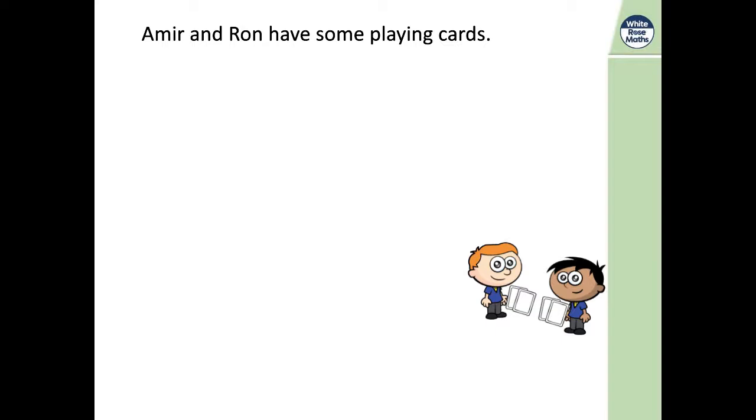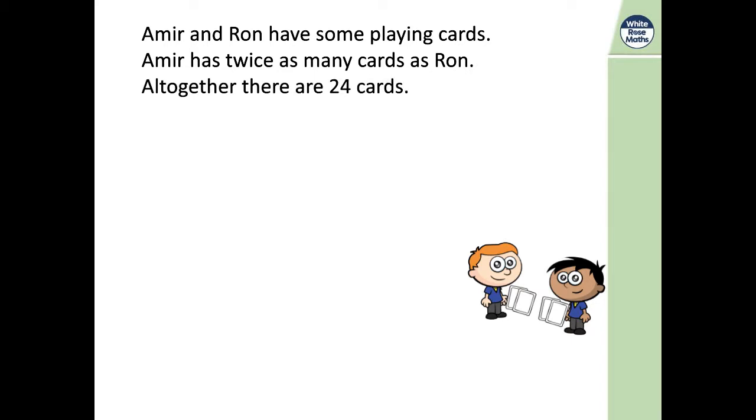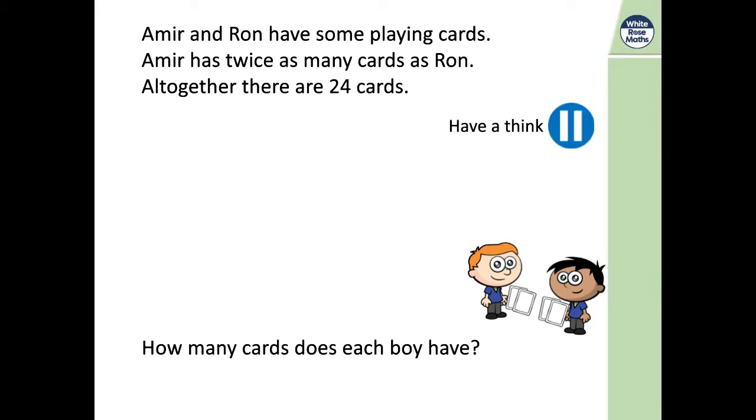Right, so we've got Amar and Ron, and they have some playing cards. Amar has twice as many cards as Ron, so times 2. Altogether, there are 24 cards. How many cards does each boy have? Have a pause, have a think. How many do they have? Use the clues you've got. Use a bar model if it helps you. Come back and we'll go through.